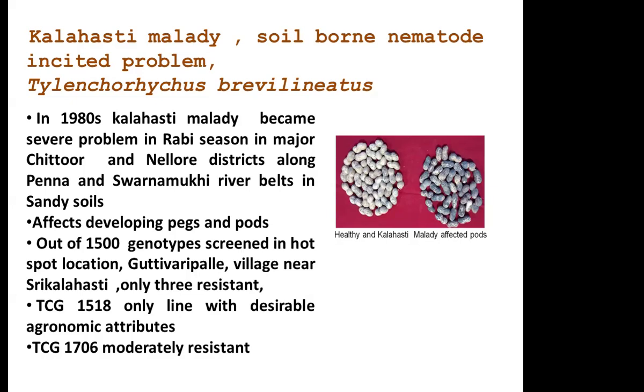At that time itself, they pooled genotypes from ICAR-IIGR and other breeding centers, and screened them at the hotspot location, the field itself where that problem is there. Out of 1500 genotypes, they identified TCGS 1518 as the resistant one, and TCGS 1706 was found to be moderately resistant.